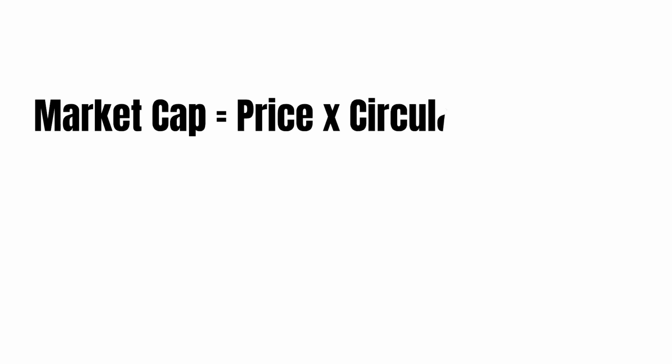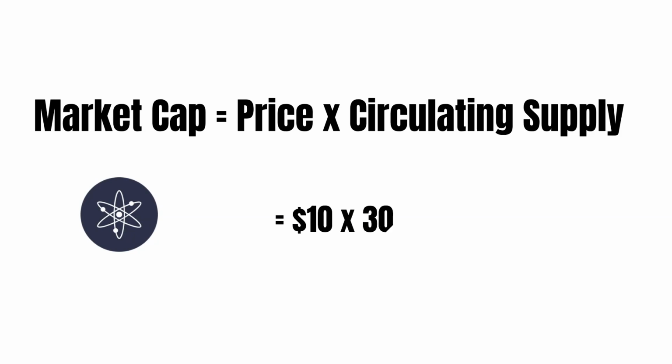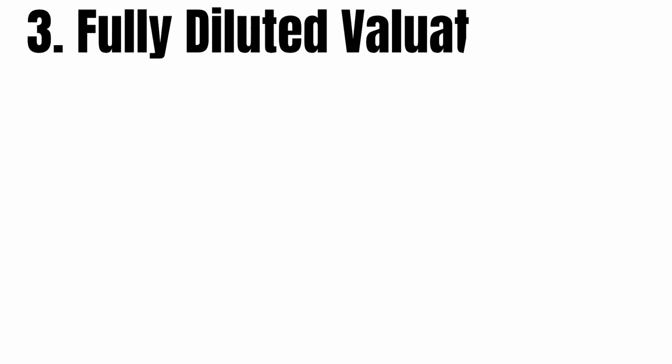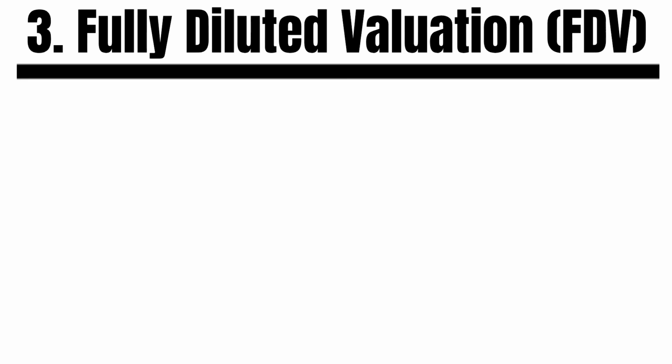You can calculate the market cap of a project by multiplying the current price with the circulating supply. For example, if Atom is at $10 and the circulating supply is 300 million tokens, the market cap is $3 billion. The fully diluted valuation, also known as FDV, is especially important to consider for tokens with high inflation rates.